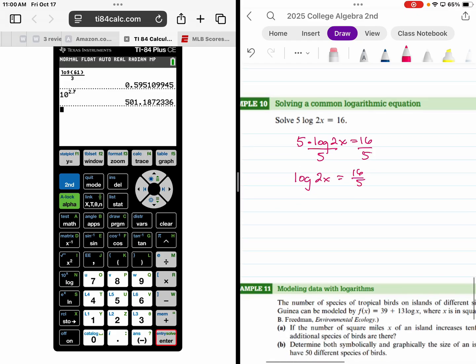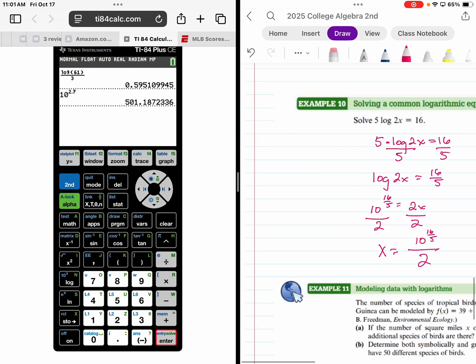I can turn that into a decimal because it is a terminating decimal. I wouldn't do it if it's a repeating decimal or some other type of decimal because it may not be as accurate, so I'm going to leave it that way. And then now I'm going to rewrite it as 10 to the 16 fifths equals 2x. And then I'm going to divide both sides by 2. And I get x is equal to 10 raised to the 16 fifths power divided by 2.